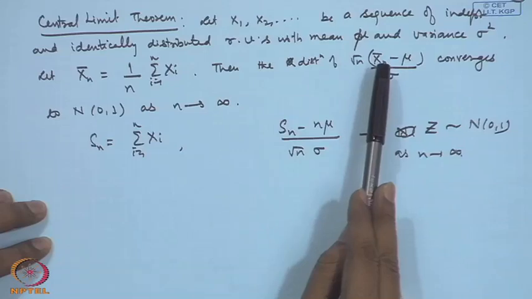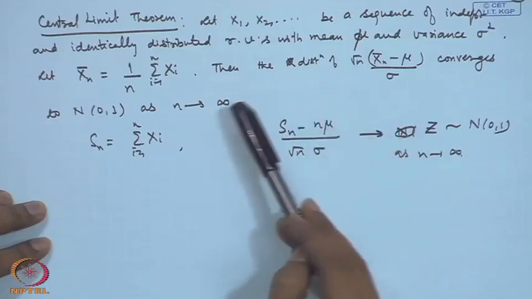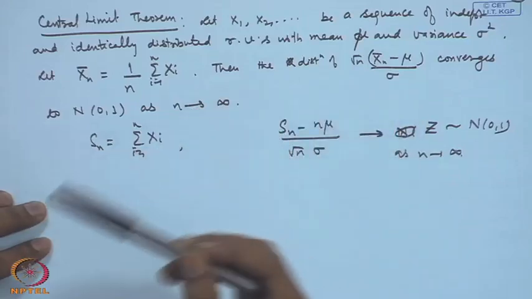Now, this is the result which actually places the normal distribution at the center of the theory of statistics, because no matter what original distribution you are starting with, if you consider the mean of the n random variables, then that has a limiting distribution which is normal. Now, what is the significance of this?